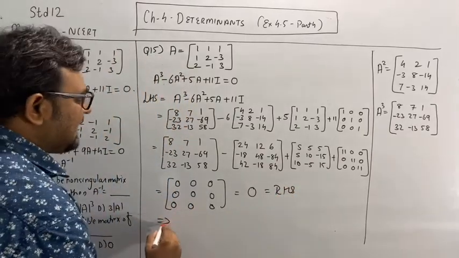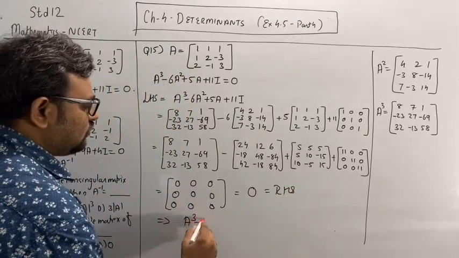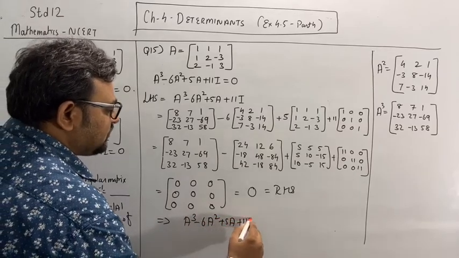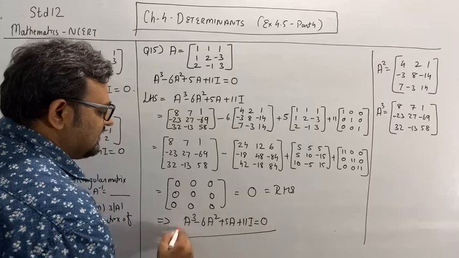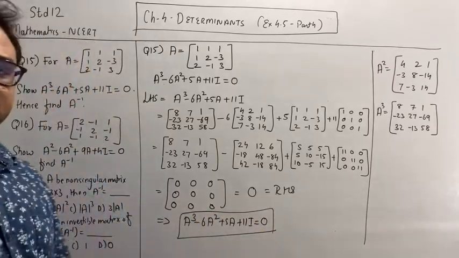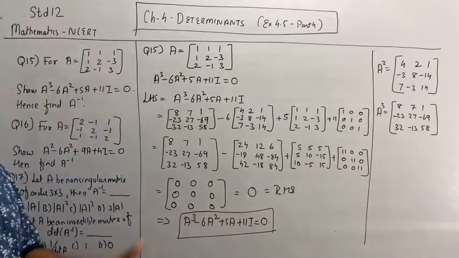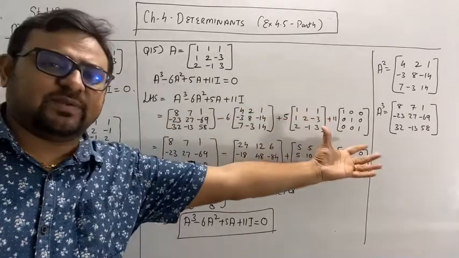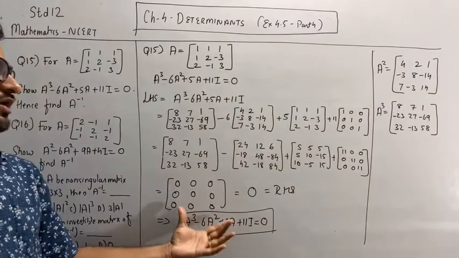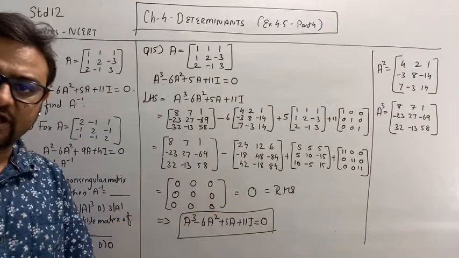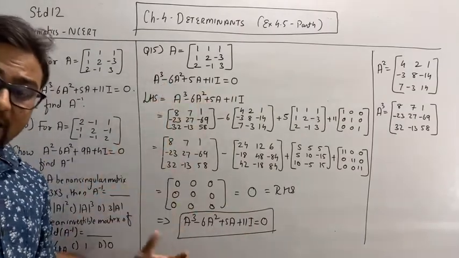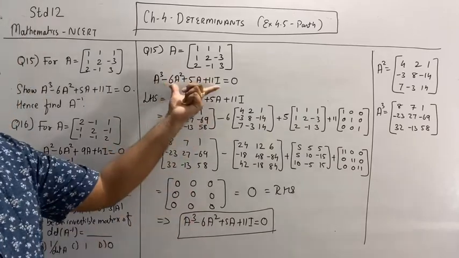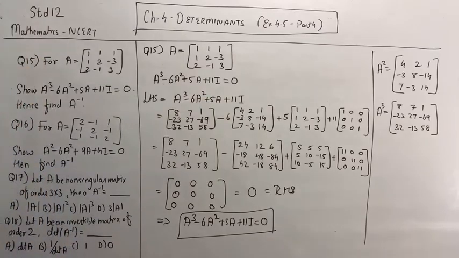So this implies that A cube minus 6A square plus 5A plus 11I is equal to the 0 matrix. Clear? So what we did, I put in the values of A cube, A square, A and the identity matrix, and I have just solved it and I got the 0 matrix. Clear? So just note down this, and then we'll move forward to find out A inverse using this equation. Okay, so at present, note it down.